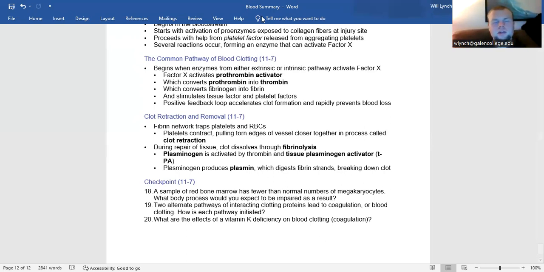All right, so those were the components of the blood, what they are, what they do, where they are, and where they go.